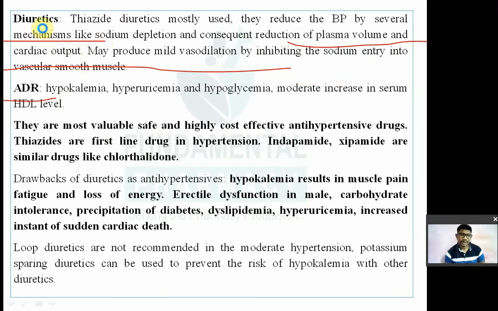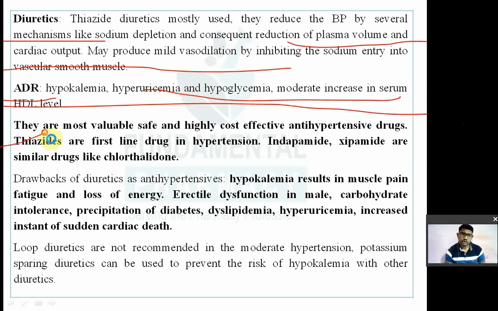Details regarding diuretics we are going to see in the chapter on diuretics. They produce hypokalemia, a decrease in the potassium level. Hyperuricemia, an increase in uric acid. Hyperglycemia, and a moderate increase in serum low density lipoprotein. They are the most valuable, safe and highly cost effective drugs as antihypertensive drugs.